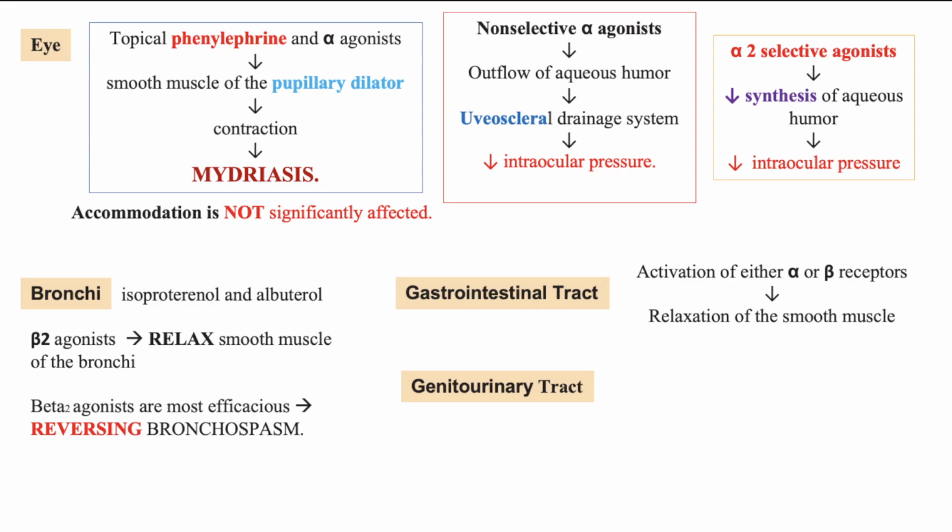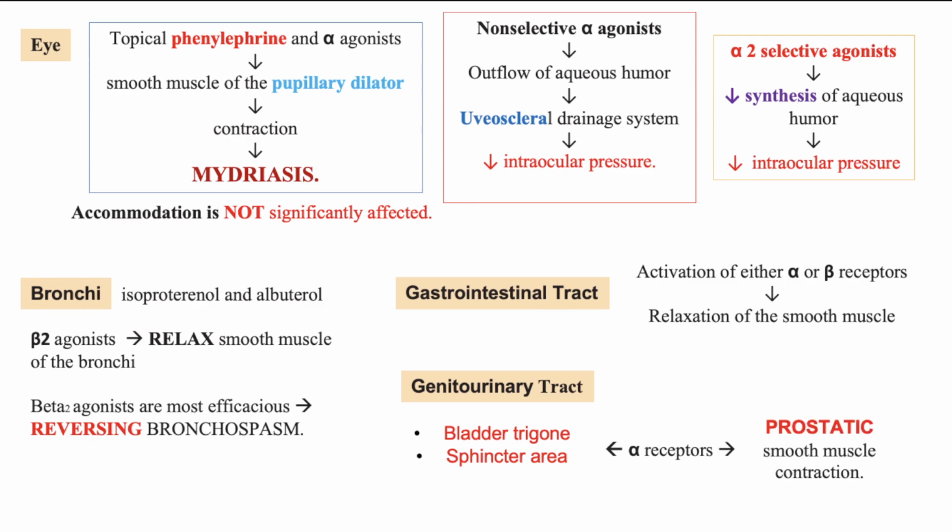So moving on to the genitourinary tract, activation of the alpha receptors, which are present predominantly on the bladder trigone and the sphincter area, as well as the prostate smooth muscles, will lead to contraction, and increased difficulty in the passage of urine will be experienced in individuals who have benign prostatic hyperplasia. So an alpha blocker would be preferable in such a condition, so that they can clear the blockage created by the alpha mediated actions around the bladder trigone and the sphincter area, as well as on the prostate smooth muscles.